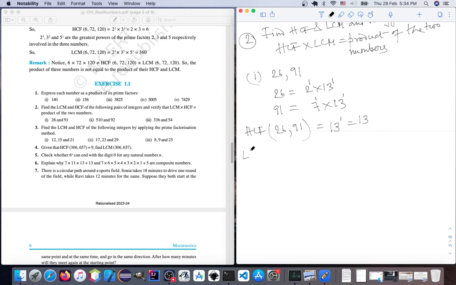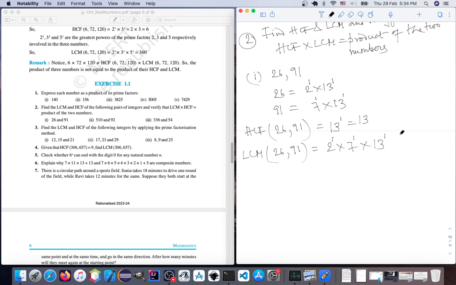Now LCM. If you write down all the factors, 2 into 7 into 13. And now for the powers, we consider the largest power. The only factor of 2 is in 26, it has power 1. Similarly for 7, you have only one factor, power 1. And for 13, the power in both the numbers is 1. So 1.